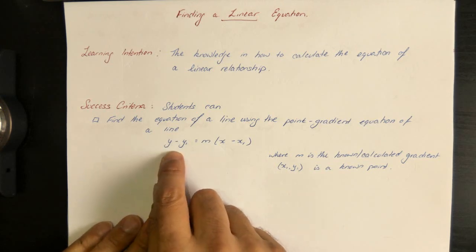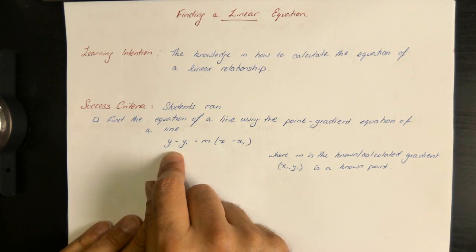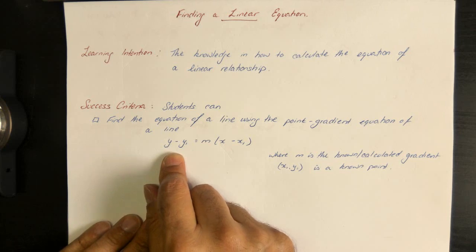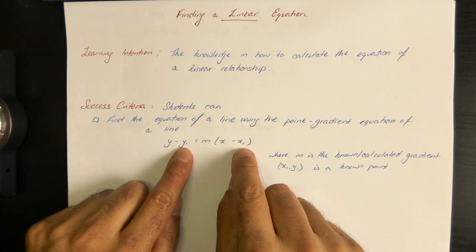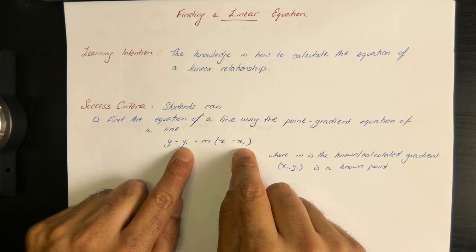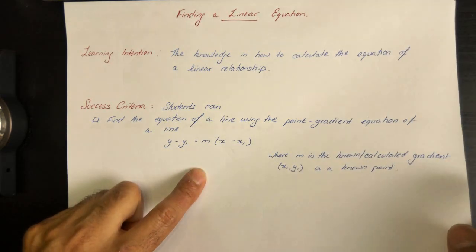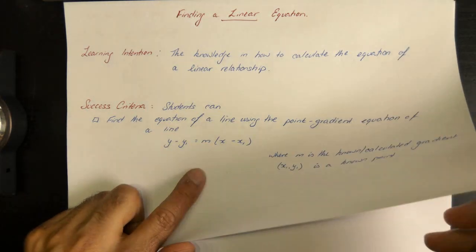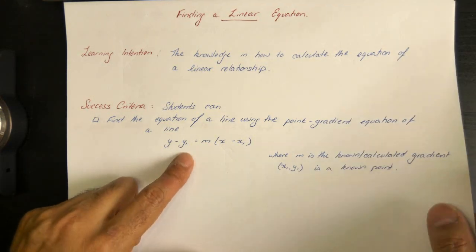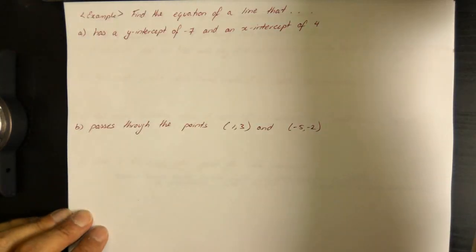So using this formula, y minus y1 equals m multiplied by x minus x1, where m is the gradient, and your y1 and your x1 is a known point. You might end up having to find the gradient first, and then use that and select one point to figure out the equation. Okay, let's do some examples.